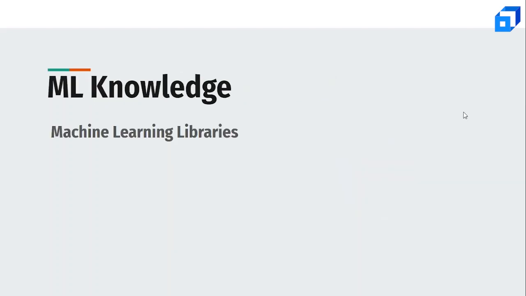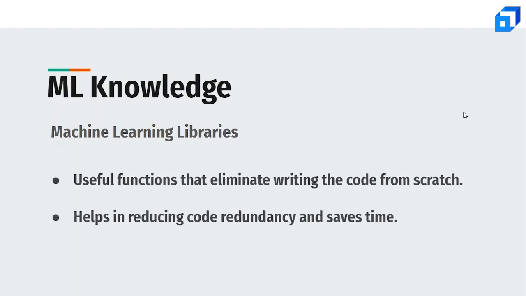Having ML knowledge is another key aspect in building a career in machine learning. This includes both machine learning libraries and algorithms. For example, the Python machine learning libraries are the most preferred libraries used for machine learning. They deal with anything and everything related to machine learning. Libraries are basically a set of useful functions that get rid of writing the code from scratch. This in turn helps to reduce code redundancy and saves so much time.